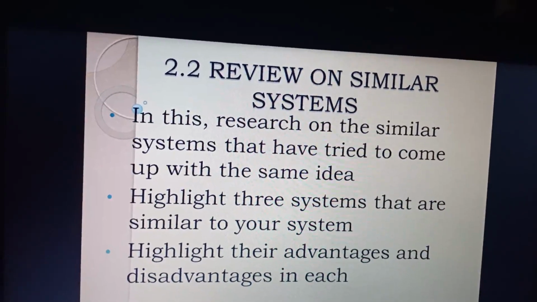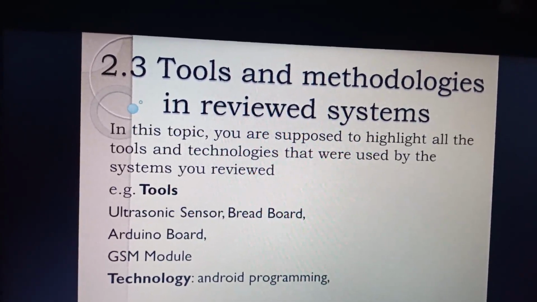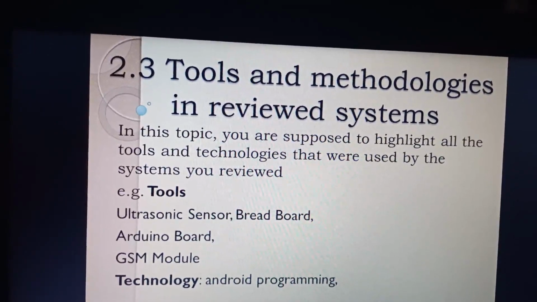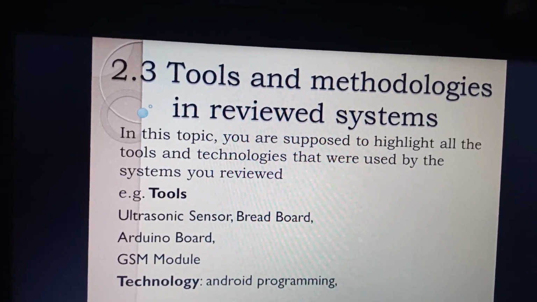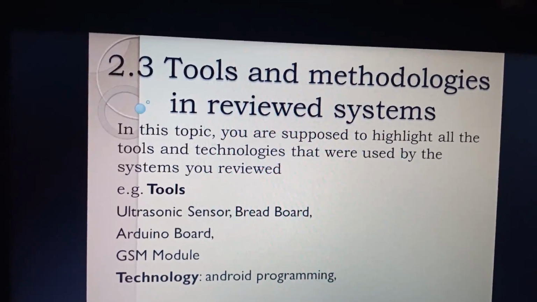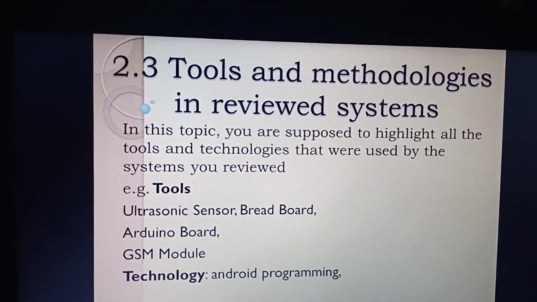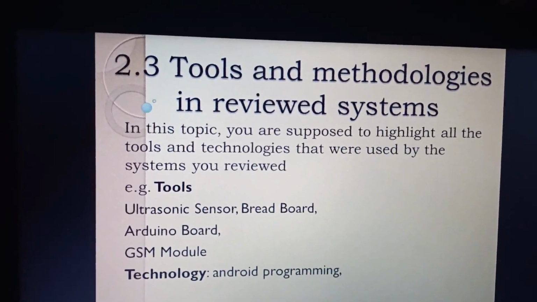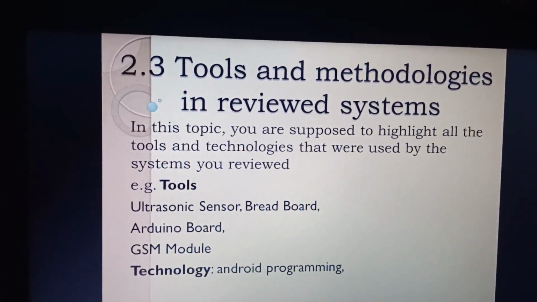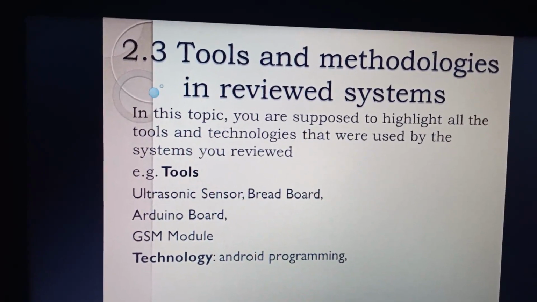2.3. Tools and methodologies in reviewed systems. So in this, you are supposed to highlight all the tools and technologies that were used by those systems that you have already reviewed. So after you review, you are able to come across the tools that were being used. Maybe they were mobile phones, maybe Arduino boards, maybe they were using a GSM module to send SMSs, maybe they were using Google Map and so on.